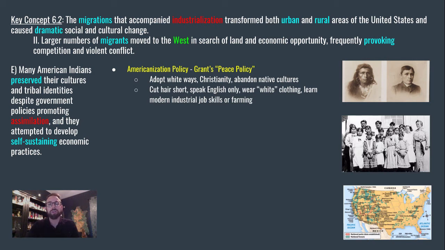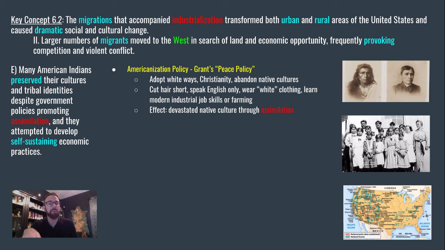They could wear only white clothing, so modern clothing that was worn by mainstream American civilization, and they had to learn jobs that were being done by other white settlers in the area, or industrialization as well. Okay? You can see an example there on the upper right of exactly what this would look like for Native Americans. On the left, before, and then after, basically trying to make the Indians look and act white and abandon their native culture. And that was the exact effect.